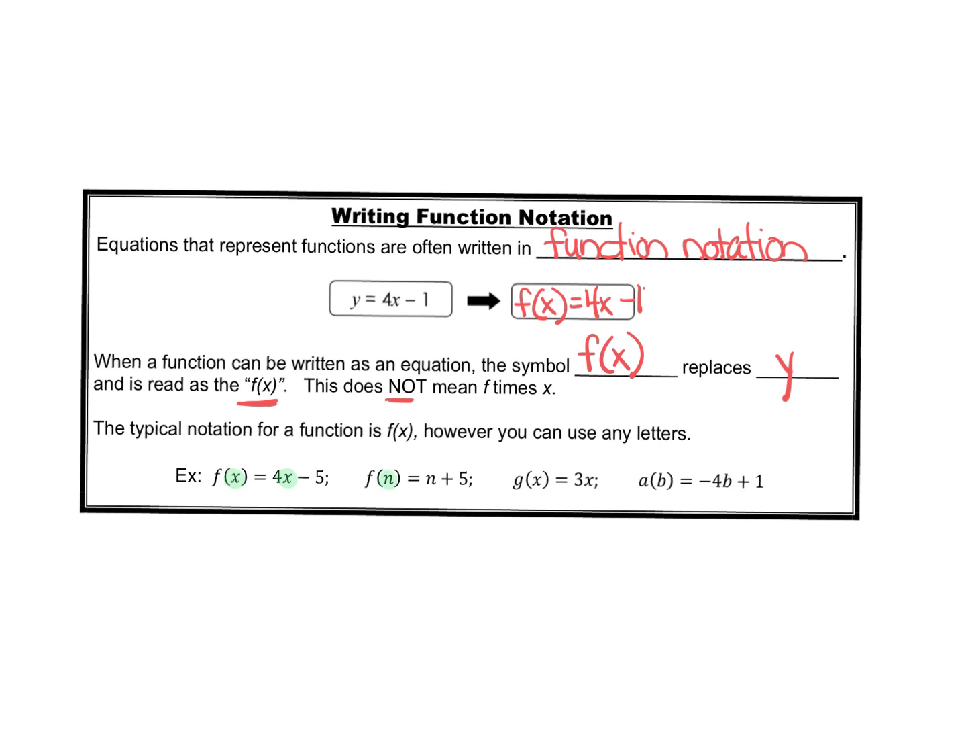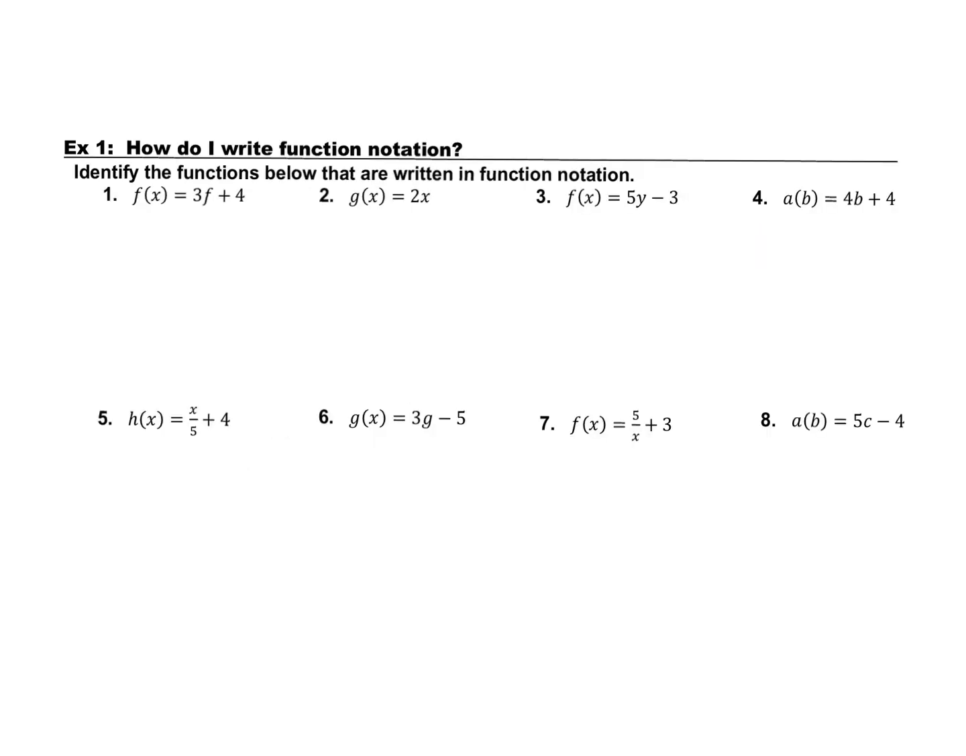Notice here you've got f of n, and the n is in your part of the equation. Here I've got g of x, and notice the x is part of the equation. And then here you'd say a of b, and I've got that variable b. So whatever letter or variable you have in the parentheses has to be the variable you're finding in the part of the equation.